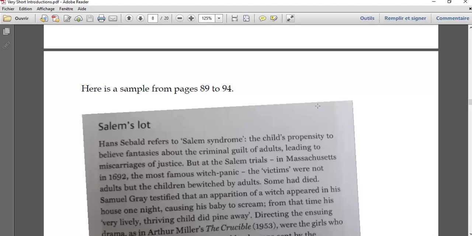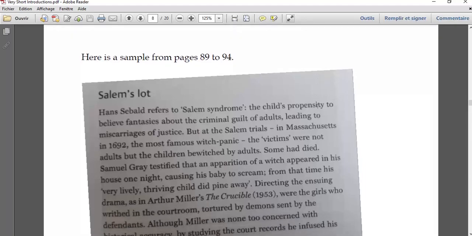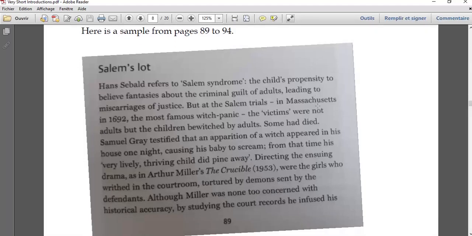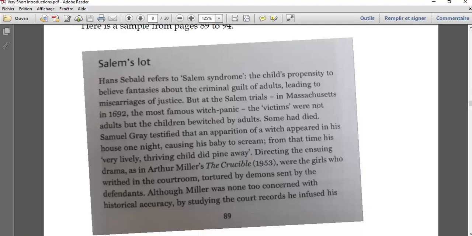So since we've been directed to pages 89 to 94, let's have a look at some of the pages here. This is the beginning of the sub-chapter devoted to Salem on page 89. I read, Hans Sebald refers to Salem syndrome, the child's propensity to believe fantasies about the criminal guilt of adults leading to miscarriages of justice.